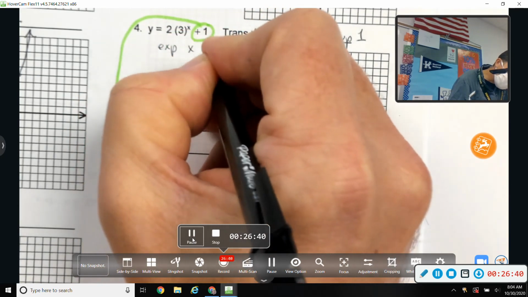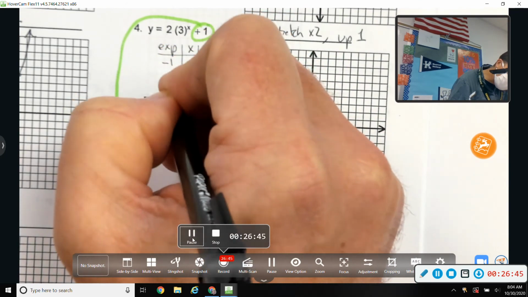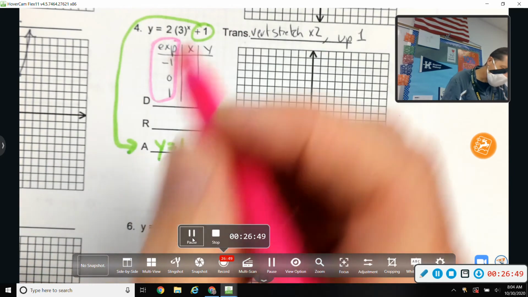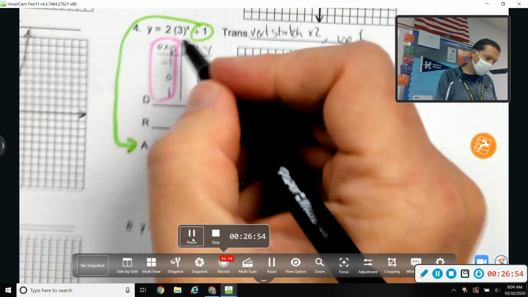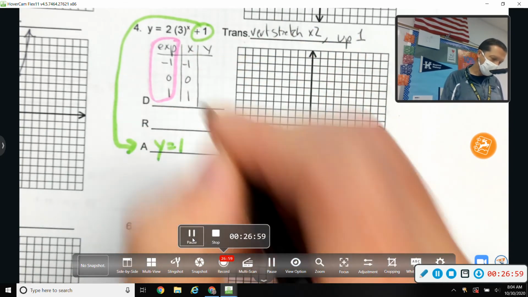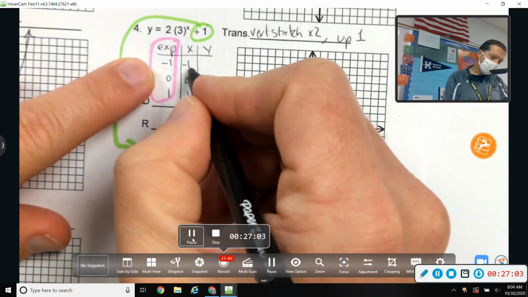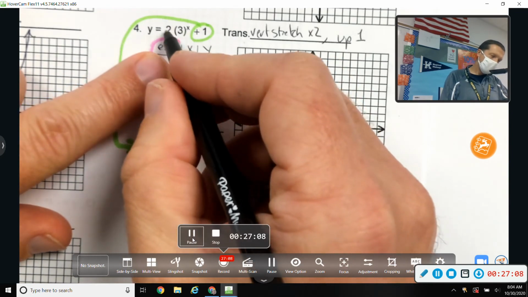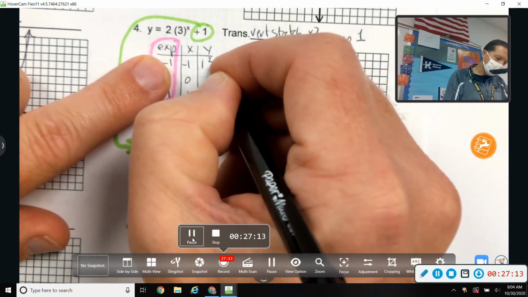Exponent, x and y. Exponent is always -1, 0, and 1. Oh, this is another easy one. X is the exponent, so -1, 0, and 1. I plug in -1. I get 1/3 times 2 is 2/3 plus 1 is 1 2/3.